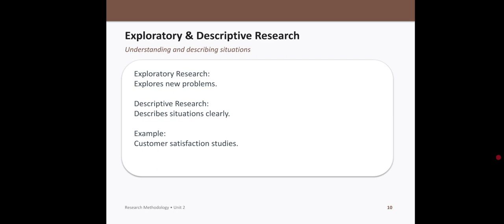And next we have descriptive research. Basically, descriptive research describes the situations clearly. For example, a customer satisfaction study. This research explains what exists in a situation.